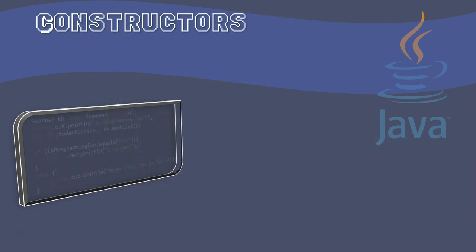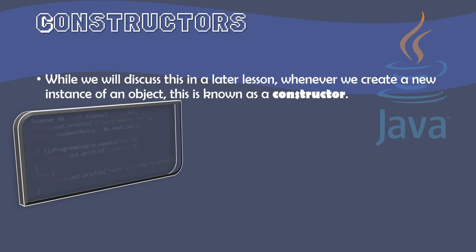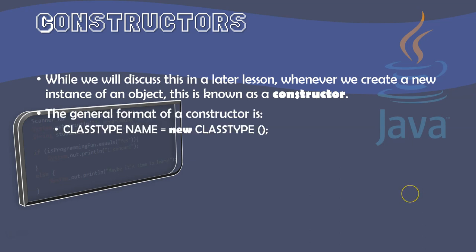Now, the next thing we need to talk about, though, is constructors. While we're going to take constructors and look at them in full in a later lesson, one thing we have to keep in mind is whenever we create an instance object, we're creating and using what's known as a constructor to do so. The general format of a constructor is going to be like class type name equals new class type. And we're going to see this as we start putting everything together here in a minute with our main program.